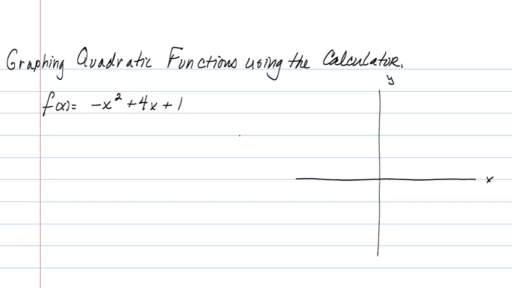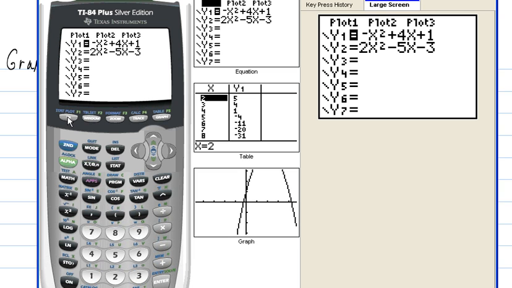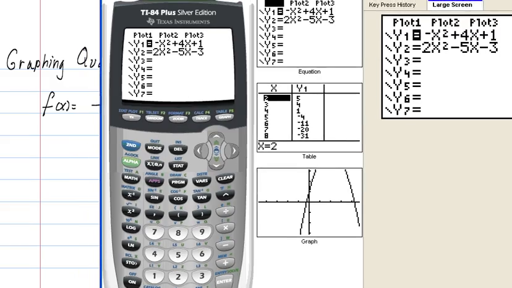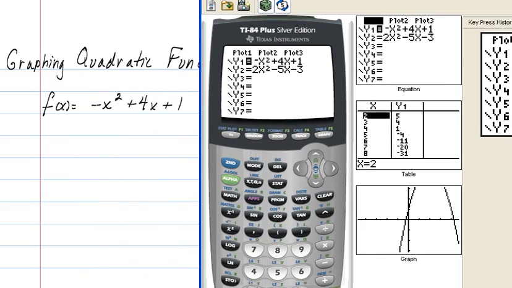So pull your calculator out, and we're going to first look at f of x equals negative x squared plus 4x plus 1. It's actually one from the note sheet that we did by hand. I want us to see how the results look when we do it on our calculator. Let's go to Y equals, and type in that equation, negative x squared plus 4x plus 1.